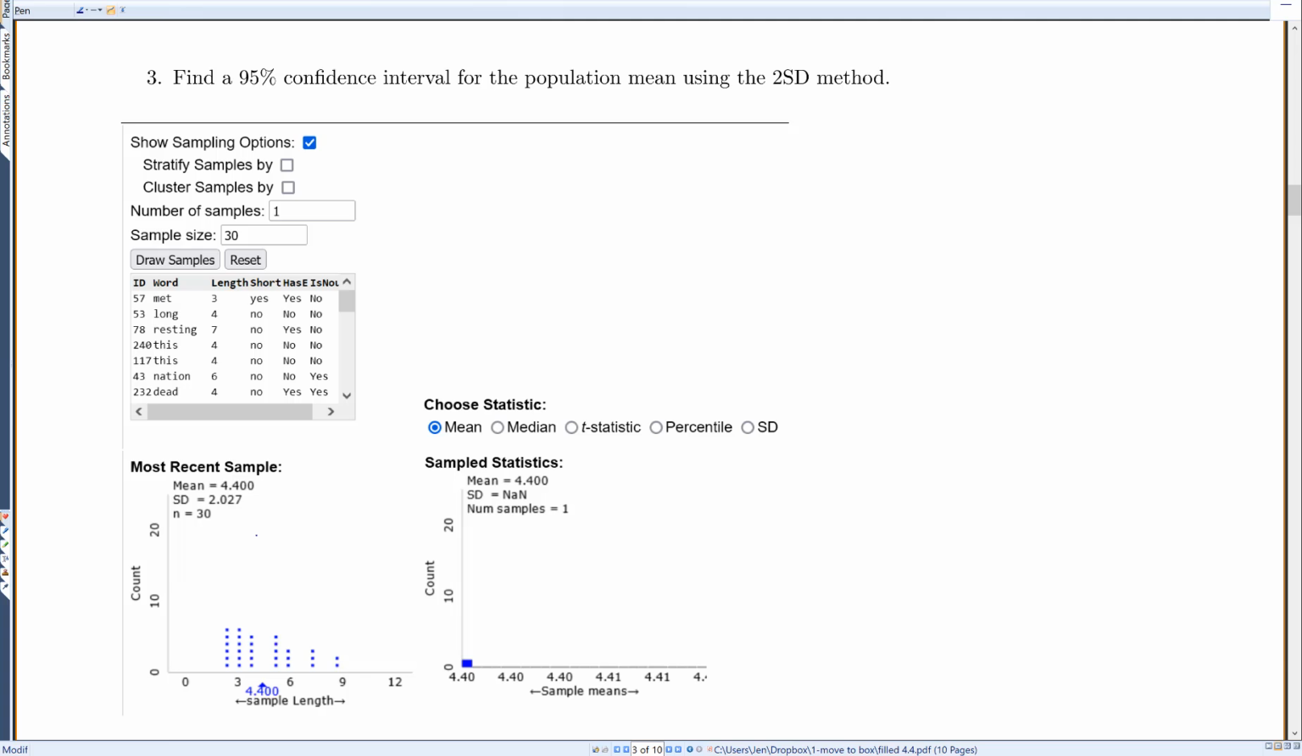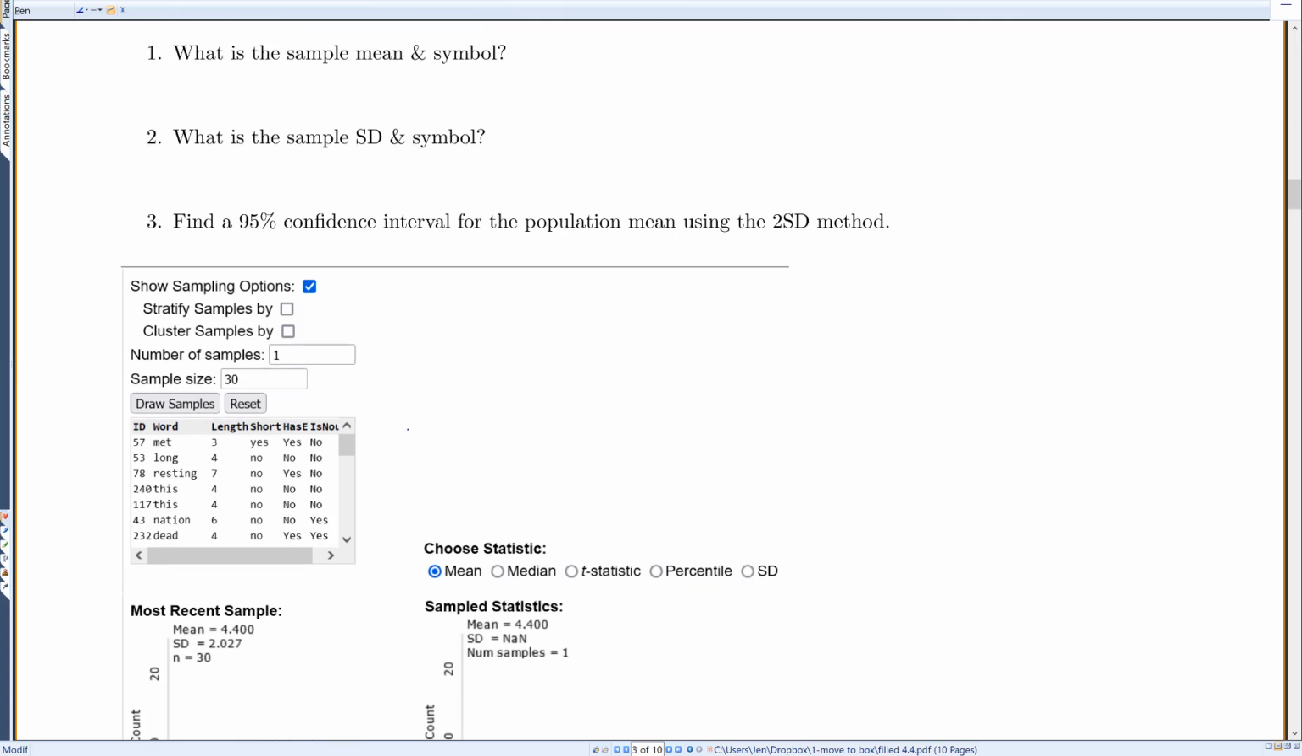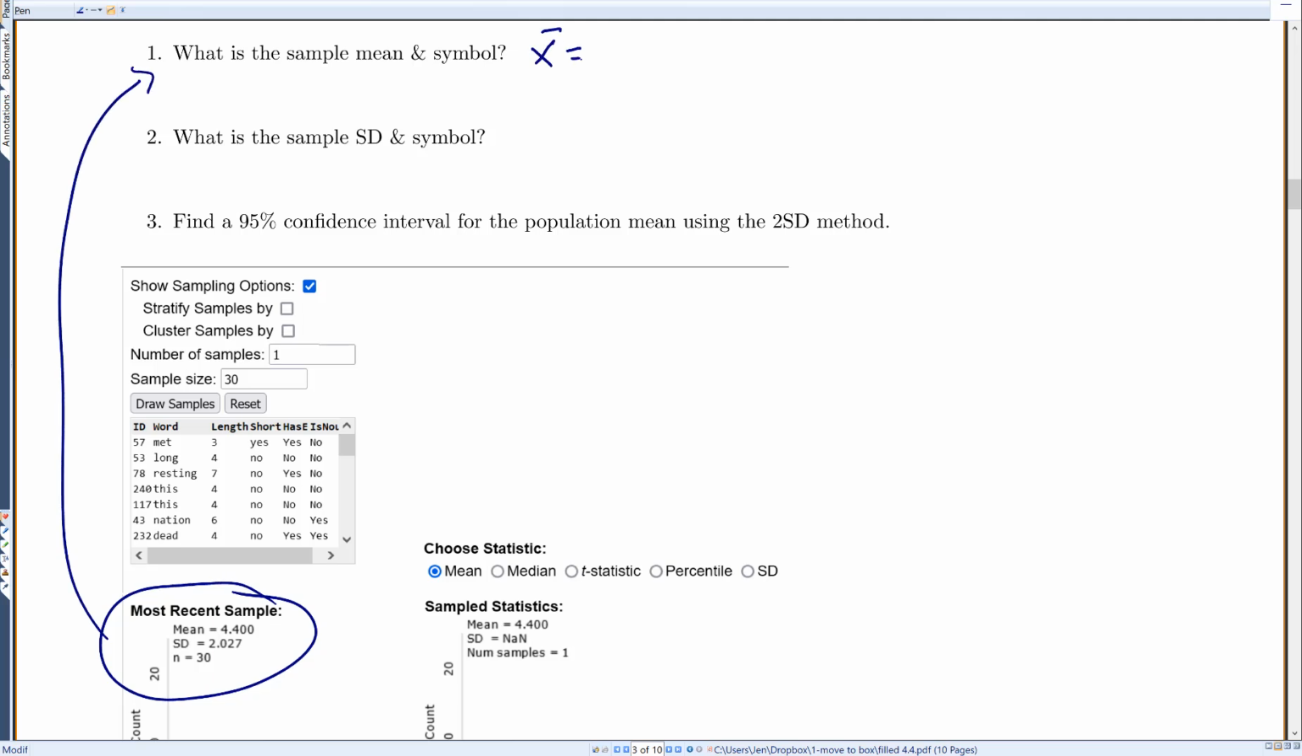So this one was different than the one I just showed you because it's a different sample. So in this one, from this sample, I got a sample mean of 4.4 and a sample standard deviation of 2.027. So let's take these values and put them up here. So my sample mean in a symbol, x bar, equals 4.4, and a sample standard deviation of 2.027.